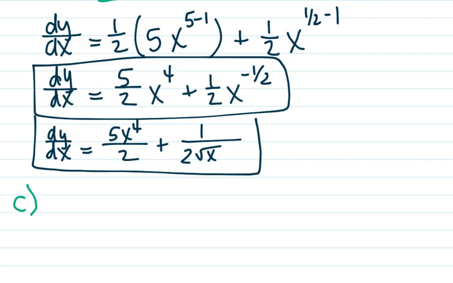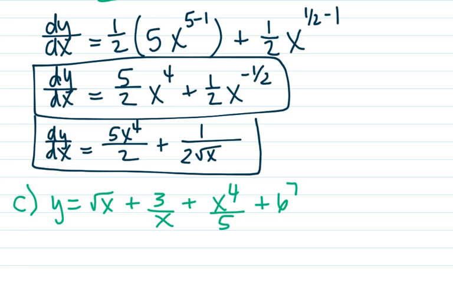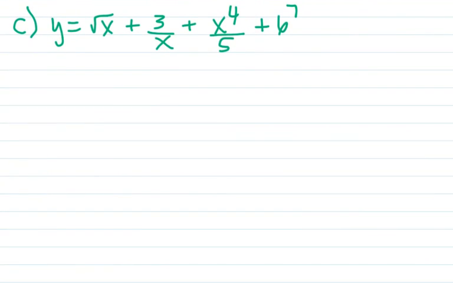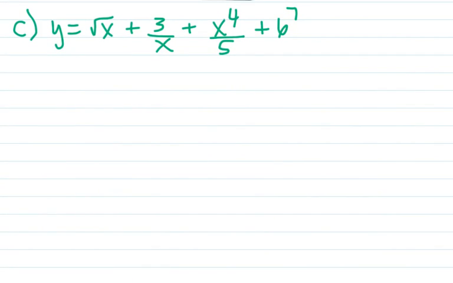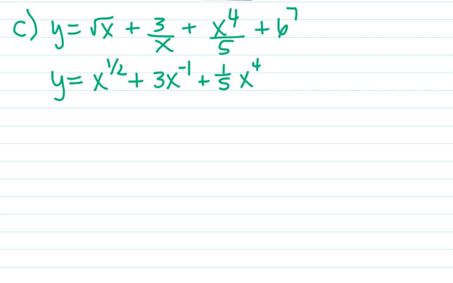Okay, so for our last example, we're going to put all of these things together. y equals the square root of x plus 3 over x plus x to the 4th over 5 plus 6 to the 7. So again, let's rewrite it first before we even try to derive anything. That's going to be x to the 1/2. This is going to have a negative exponent because it's coming out of the denominator. This just has a fraction coefficient because it's in the numerator, so it's a positive x to the 4. And then 6 to the 7 is just a number, so we're going to be careful with that in a second. Sometimes they try to make it look like it's something you should do more with.